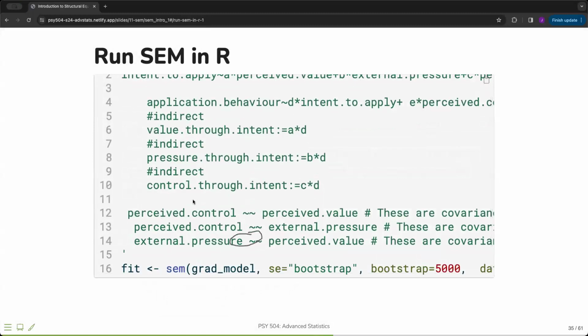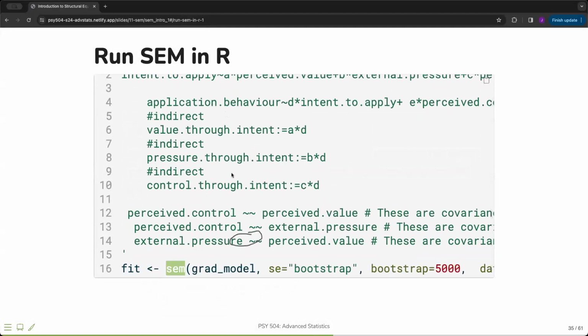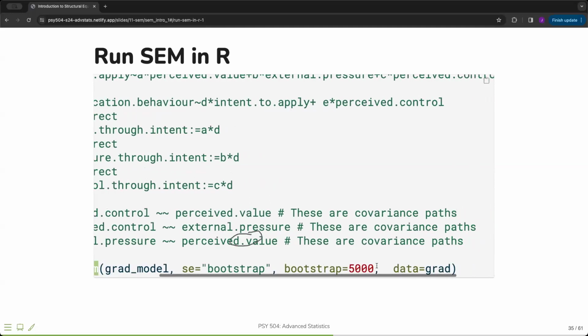So once we have this model specified, then we can use our SEM function. We just put in the string that we created with all of our regressions and indirect effects and covariances, and then we can use bootstrap sampling here, similar to last week.